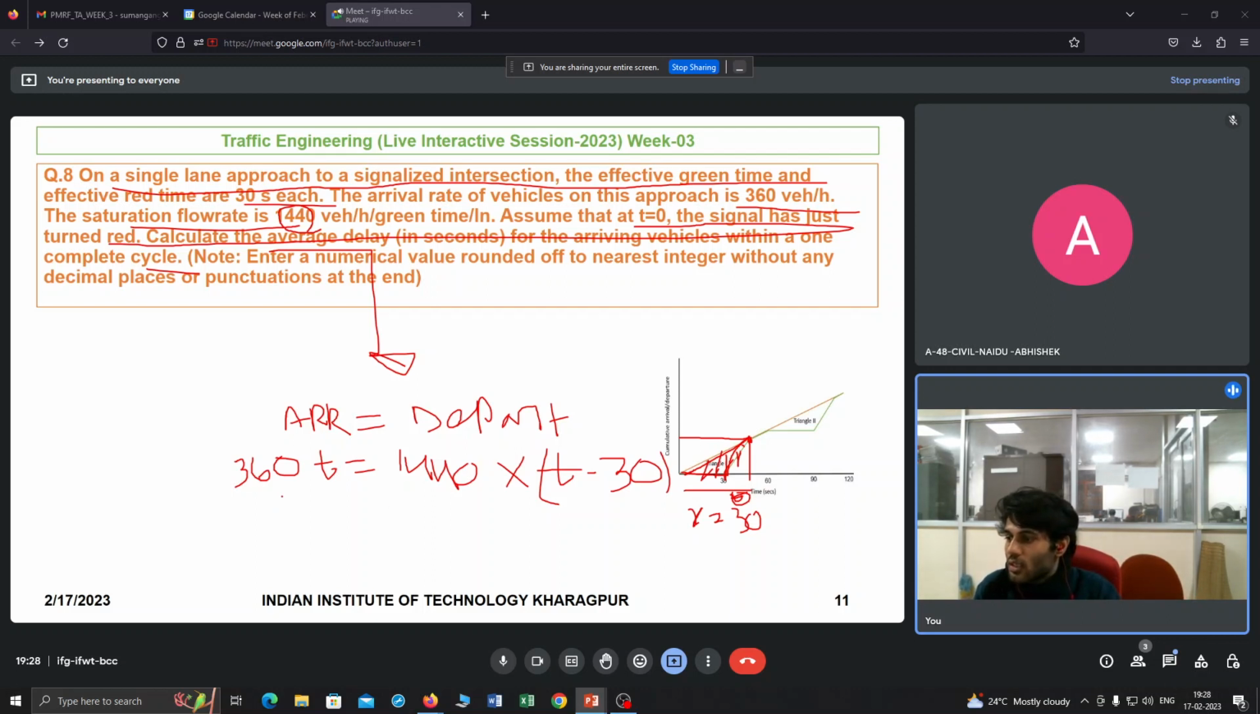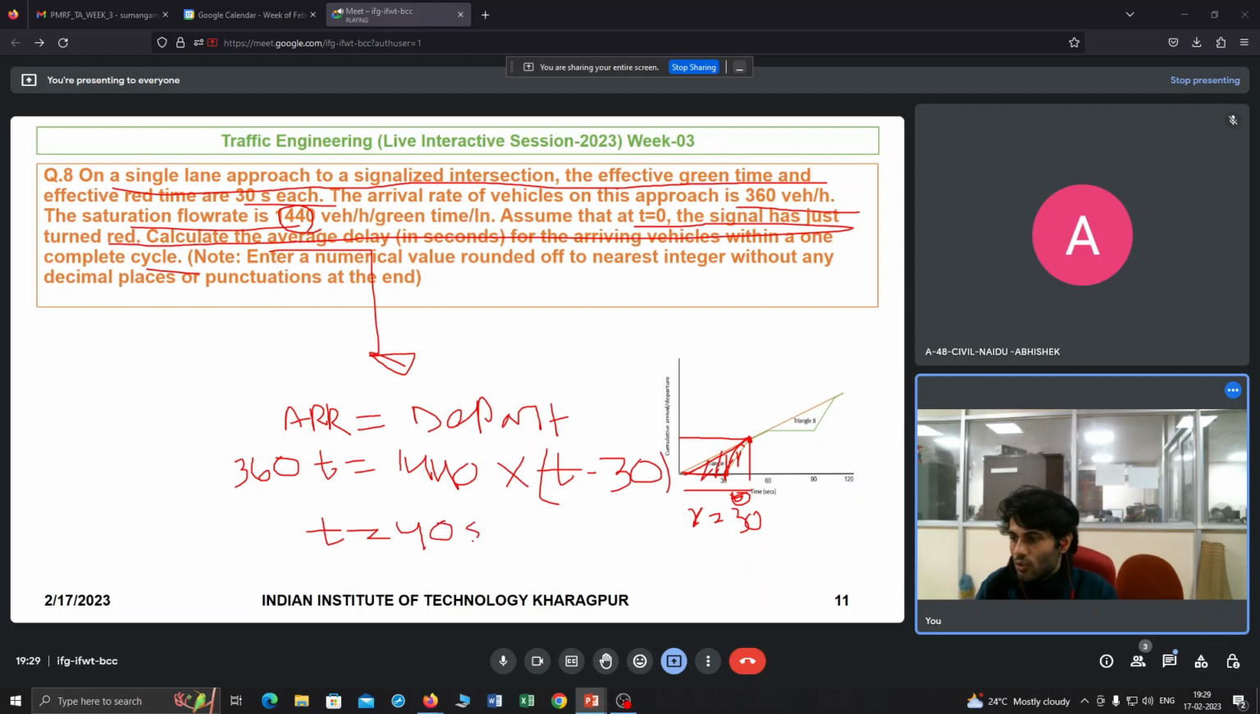So 360 into total T time is equal to 1440 into T minus 30, right? So now we need to calculate what is the T. So what will be the T? 1440 minus 360, right? Let me calculate from here. 1440 minus 360 equal to 1080. So see, your value of T will be 40 seconds.